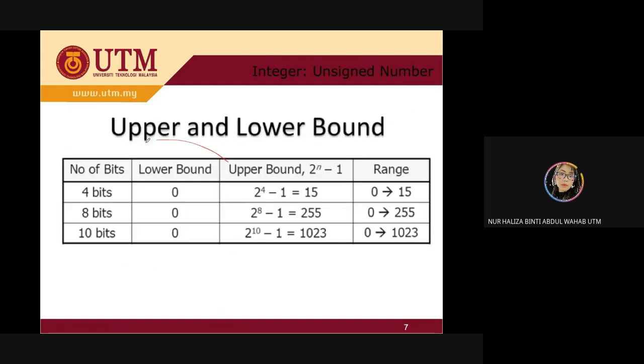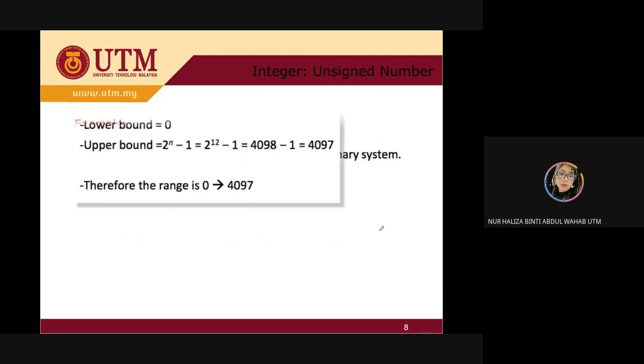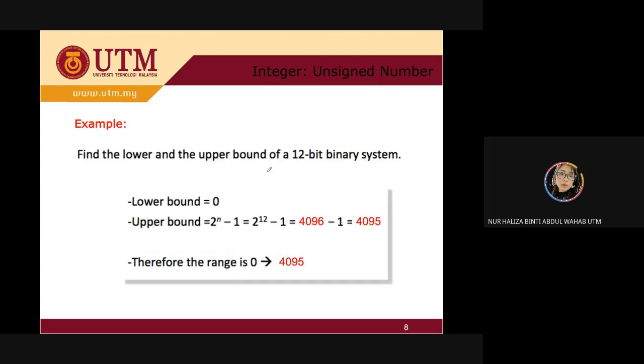That's why your lower bound, if you look for an unsigned number, is always 0, and your upper bound will be equivalent to this equation. And this is your range from 0 to 15, from 0 to 255, and etc. I guess there's no need for me to explain too deeply because it's easy for you to just apply, but you need to remember.